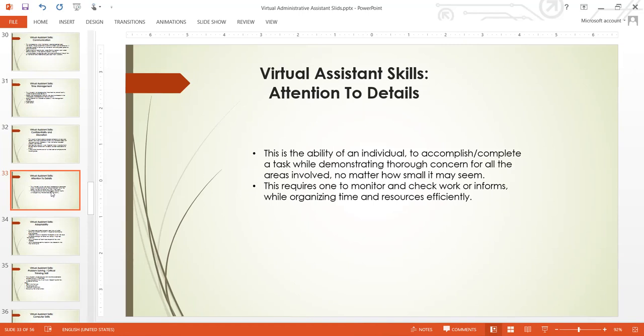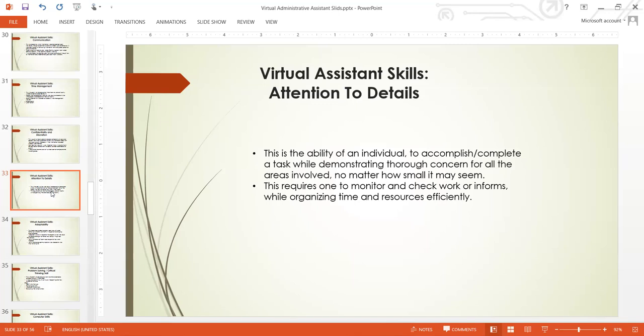For instance, if you are a virtual assistant and you are meant to respond to emails, you must be careful to understand the contents of that email, understand what is involved. You don't just respond to an email. You must understand what is required before you respond, because if you are meant to do a follow-up email on behalf of your clients, then you must understand what is required. That's where this attention to detail comes in.